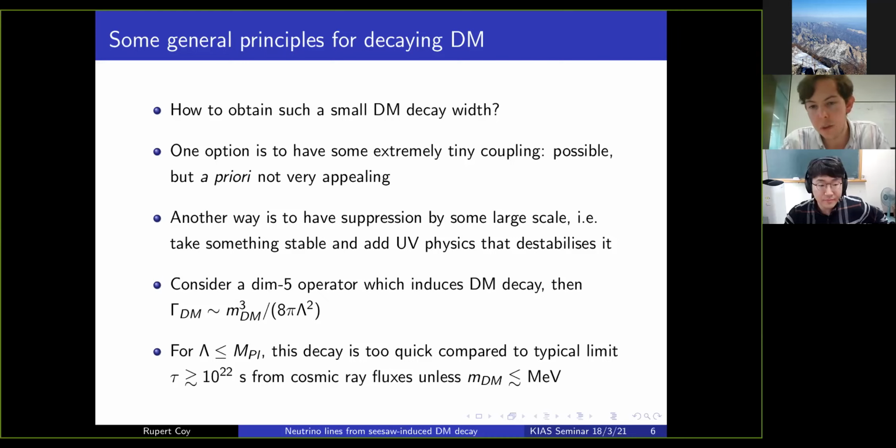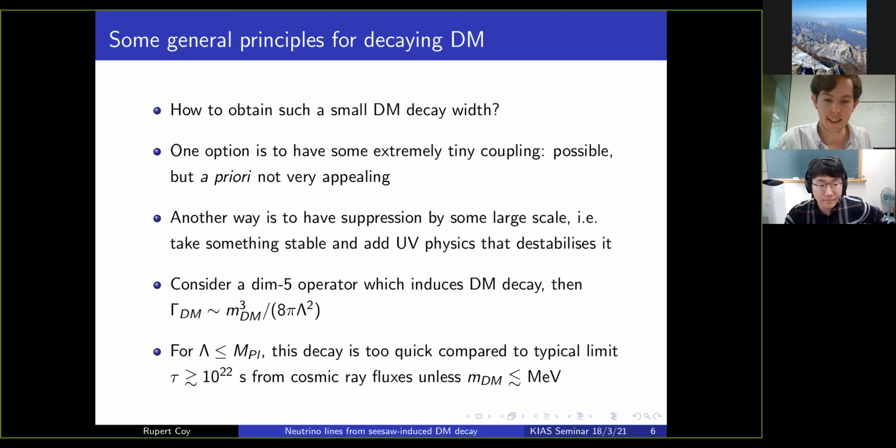And then, all things being equal, the dark matter width schematically has the form of dark matter mass cubed divided by the new physics scale lambda squared. There are some couplings in there, which I'm not going to think about, and there's a 1 on 8 pi, which typically enters into a width. Then you can say, if the new physics scale is no larger than the Planck mass, and if this decay is into standard model particles, then the typical limit on the dark matter lifetime is about 10 to the 22 seconds. We'll see this more precisely a little bit later.